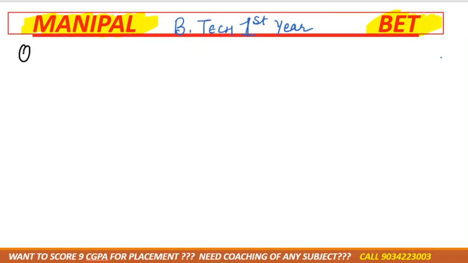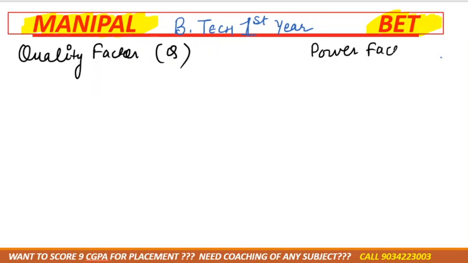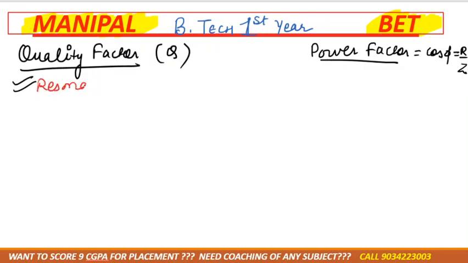Next there is the quality factor. Quality factor is denoted by Q, and it is completely different from power factor. Power factor is cos phi, and cos phi is R by Z. So don't confuse power factor and quality factor; these are separate terms. If they ask you the quality factor, that means it is definitely the condition of resonance. We have a particular formula for the quality factor.